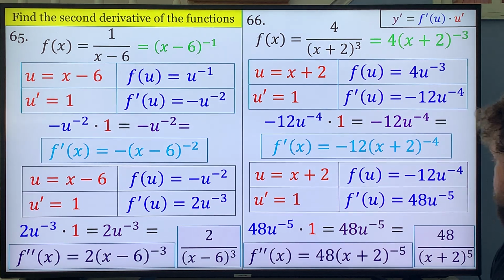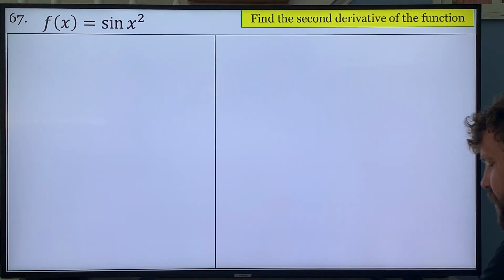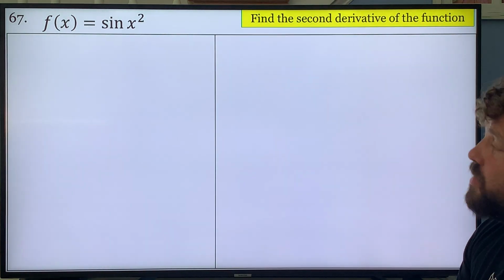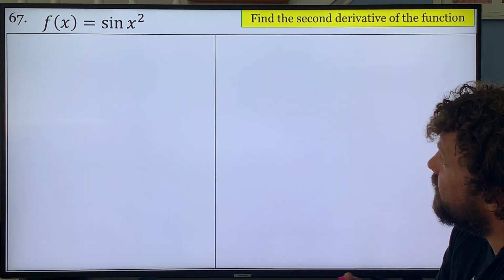Seems pretty easy to me, doesn't it? Ready for a hard one? There's only a couple problems left, so now we're going to get to the really tough one. These are ones I typically don't even cover in class because we're running out of time. Find the second derivative of the function.